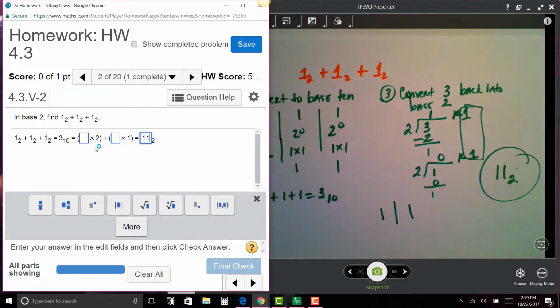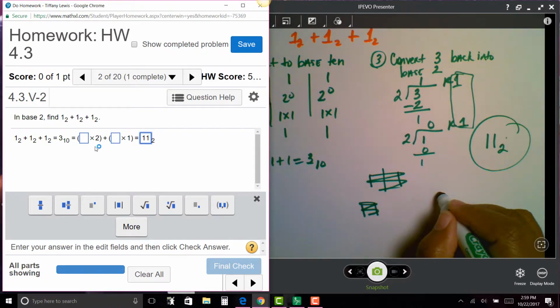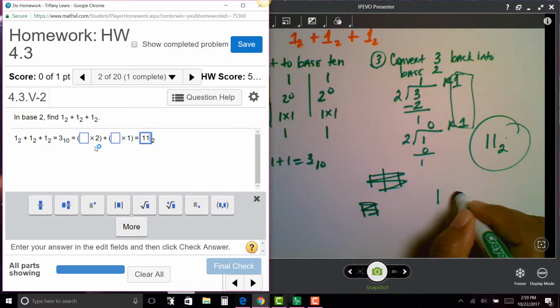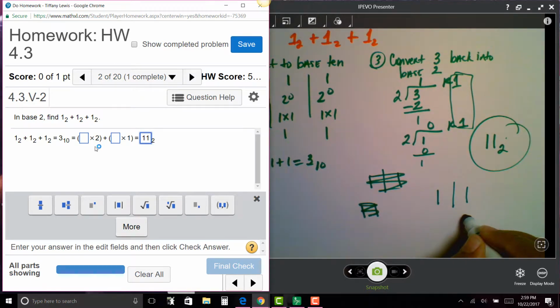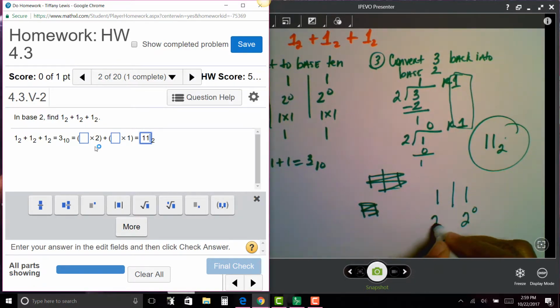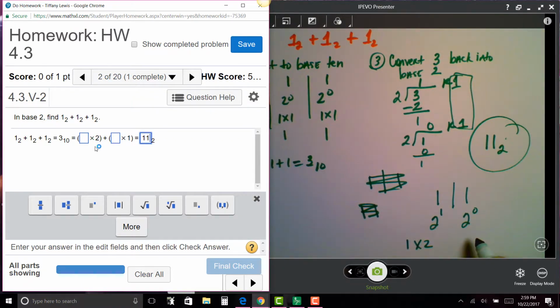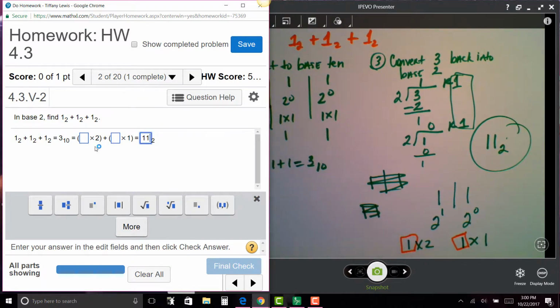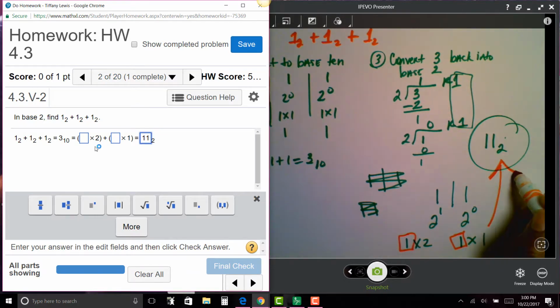Okay, so then we're saying here, oh, I'm messing up here. 2 to the 0, 2 to the 1, and here we have 1 times 2 and 1 times 1. This is what this answer will look like if we convert that back to base 10.